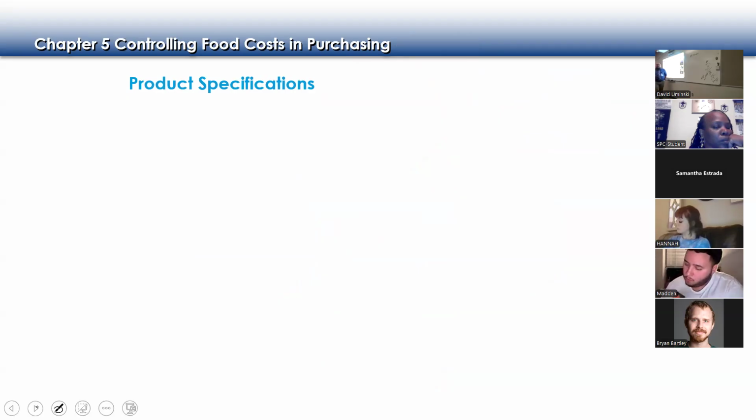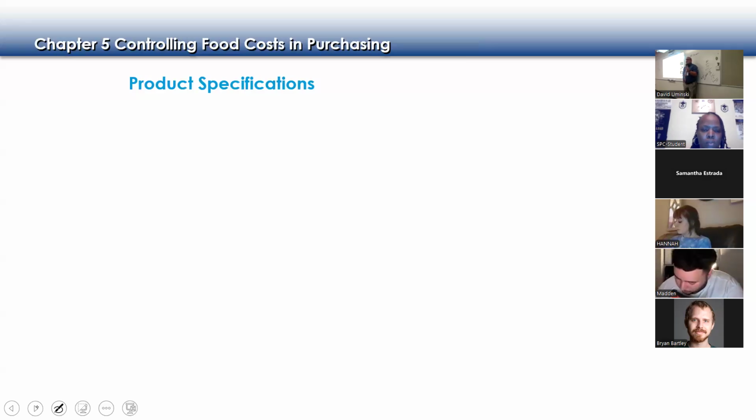So first, when we're purchasing, we have to know what ingredients we need to purchase. What tool tells us what ingredients we have to purchase? Carla, what do you think? Recipe. The recipe, yes. The recipe is the tool.